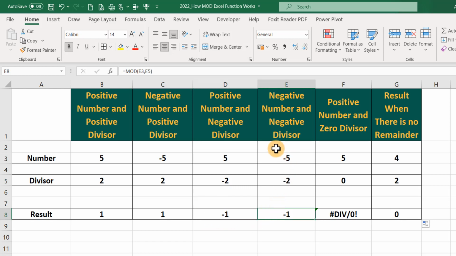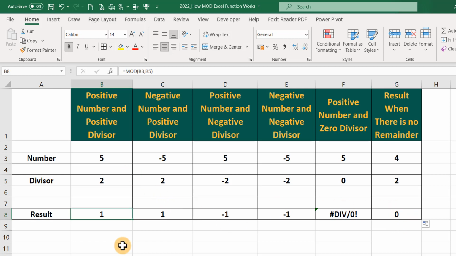The same thing here, we have a negative number and a negative divisor, and that is why we are having a -1, because the divisor is a negative number. And when you're dividing a number by 0 using the MOD function, it returns the divide by 0 error. So in the last scenario, here it returns 0 because there is no remainder. 4 divided by 2 is 2. There is no remainder. So when there is no remainder, it gives you a 0.